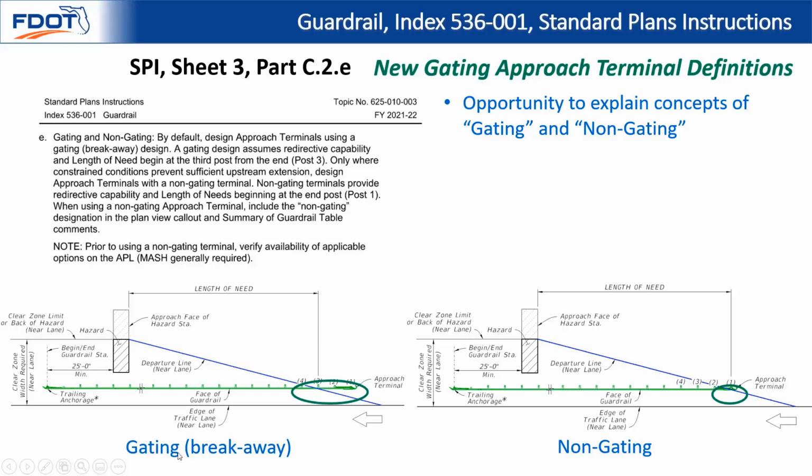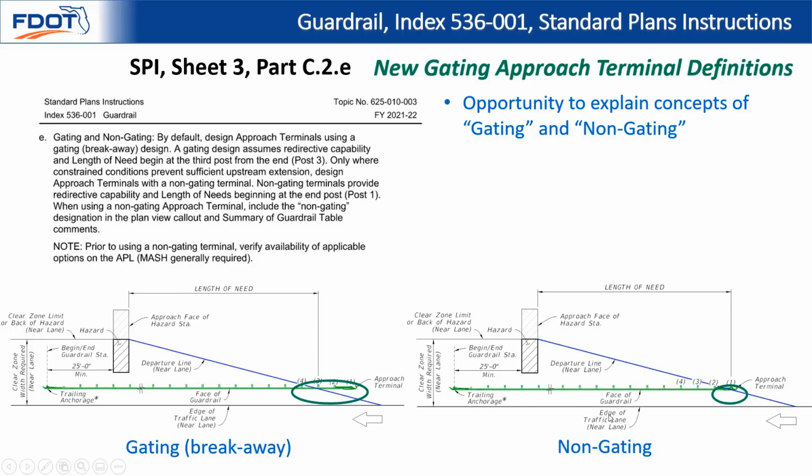Simply, gating would be a breakaway approach terminal. The idea is that they're designed so that between posts 1 and 3, if a vehicle were to hit that, it would typically break away, absorb the impact in a safe way, but that would typically allow the vehicle just to pass right through it. So that wouldn't be included in your length of need for shielding a hazard back here. You can see with this blue departure line, you want to design it so that the guardrail extends past that blue departure line up until post 3. Then your length of need extends from the hazard to post 3.